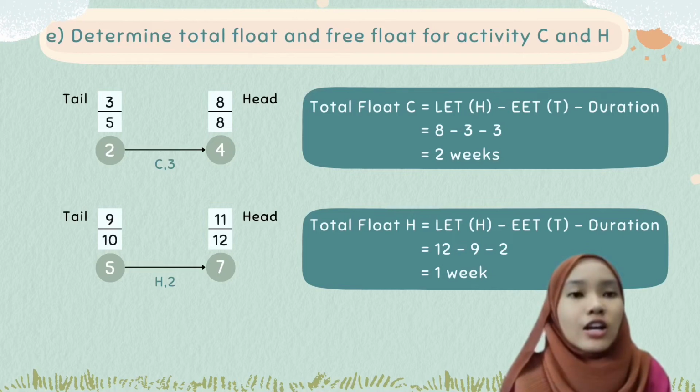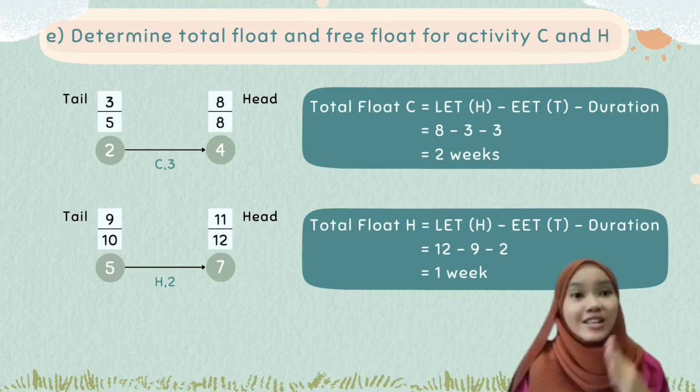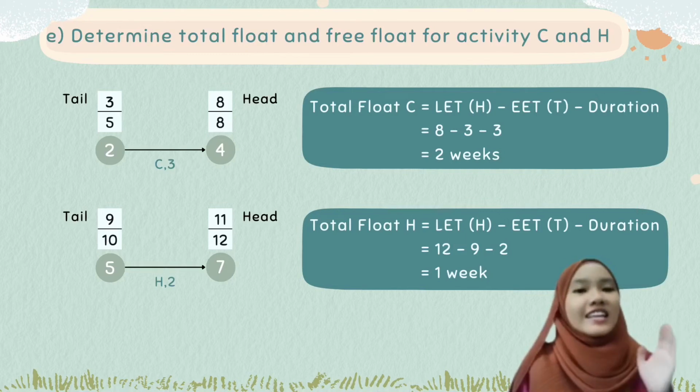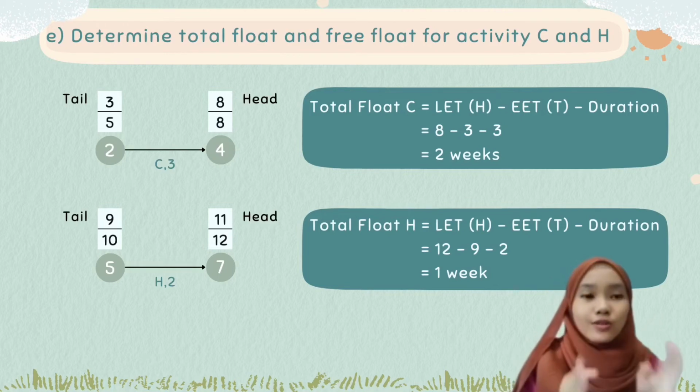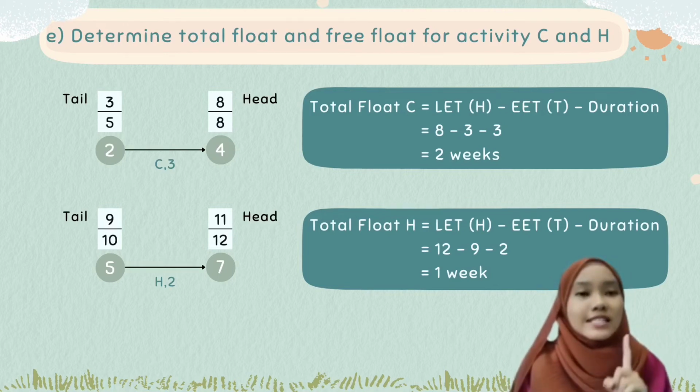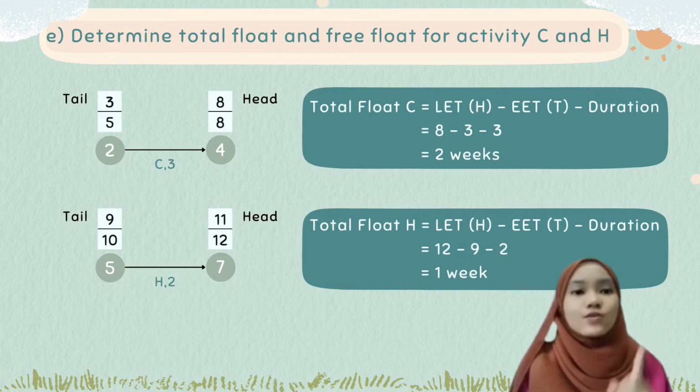So, you can take all the information from the diagram at activity C and put it into the formula. You will get 8 minus 3 minus 3 equals 2. So, the answer for total float in activity C is 2 weeks. For activity H, we must use the same formula of total float. In the tail node, EET is 9 and LET is 10. In the head node, we get 11 in EET and 12 in LET. So you will get 12 minus 9 minus 2 equals 1. So the answer for total float in activity H is 1 week.